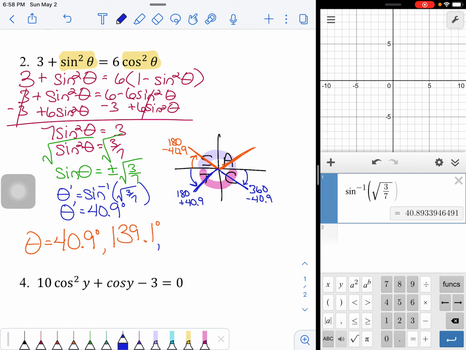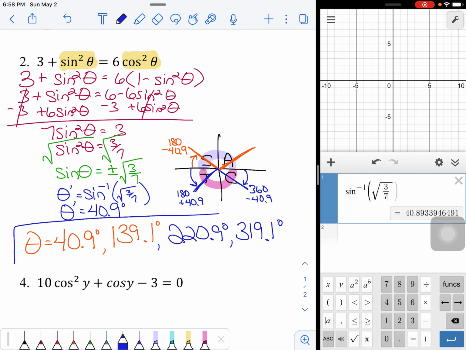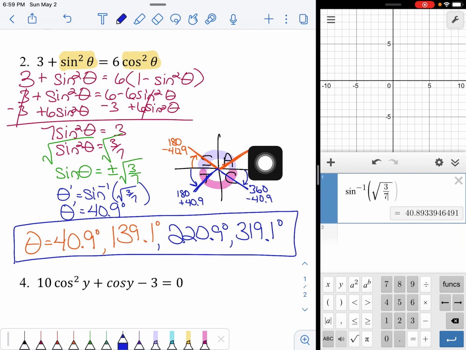So those 2 answers, so 180 plus 40.9 is 220.9 degrees. And then 360 minus 40.9 would be 319.1 degrees. So 4 answers there. 2 of them are because sine can be positive in the first quadrant, sine can be positive in the second quadrant, and 2 of the answers are because sine is negative, right? We had a plus or minus. Sine is negative in quadrant 3 and quadrant 4. So 1 answer from each quadrant for that particular problem.